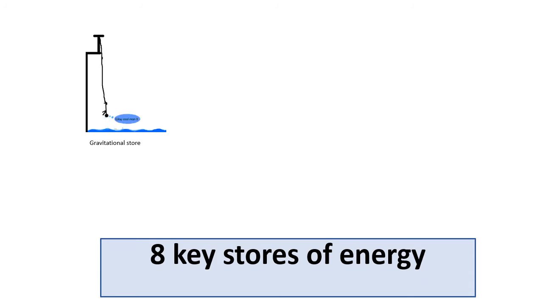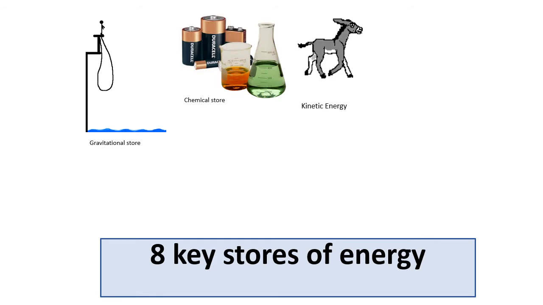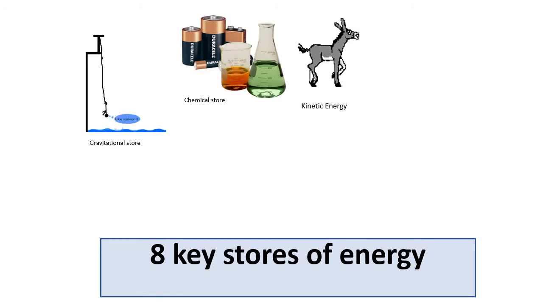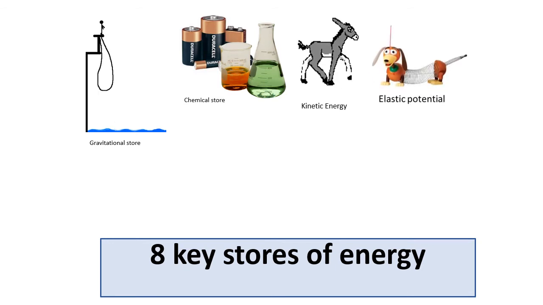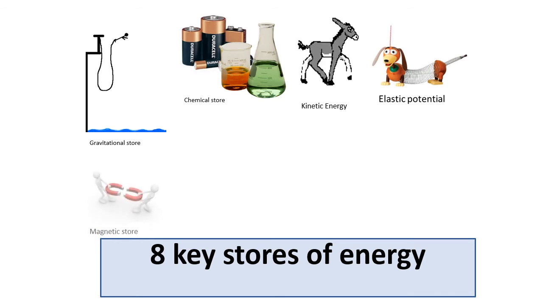So whenever something is jumping from a height, or it has some height, it has a gravitational potential energy store. Everything which is used as a fuel is known as a chemical store. You can see batteries, you can see acids. Even our food is an example of a chemical energy store. When something is moving, running, it has a kinetic energy store. When something is stretching or compressing, that is an example of an elastic potential energy store.